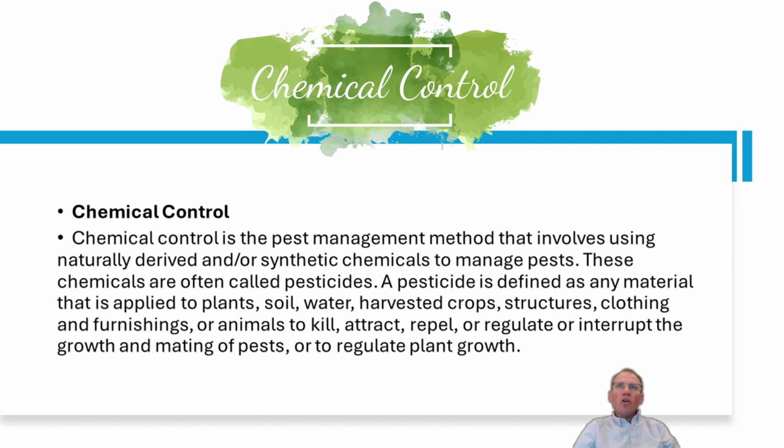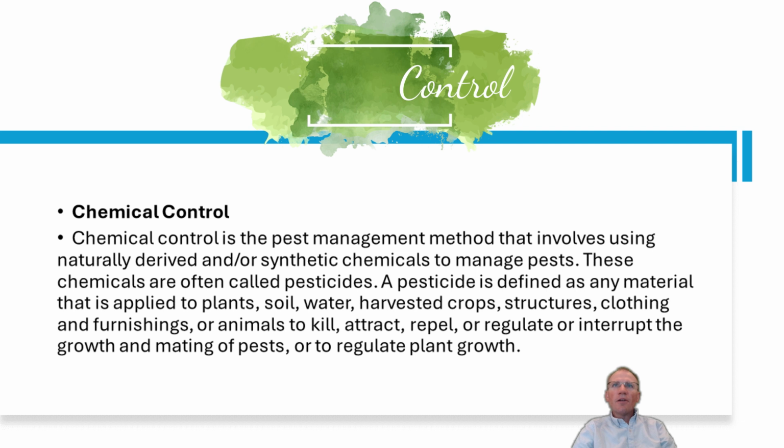As many of you know, chemical control is the go-to for a lot of pest management companies. Unfortunately, it really shouldn't be, but that's just the reality of the industry. Now, these types of chemicals can be naturally derived, say from crushed chrysanthemum flower petals, things like that, or synthetic chemicals, as we've talked about earlier in the course, pyrethroids.